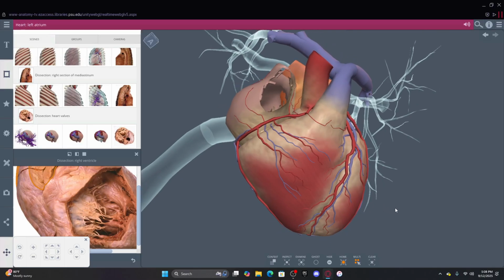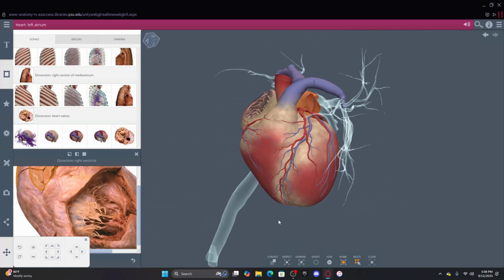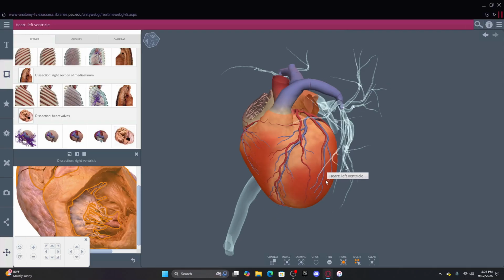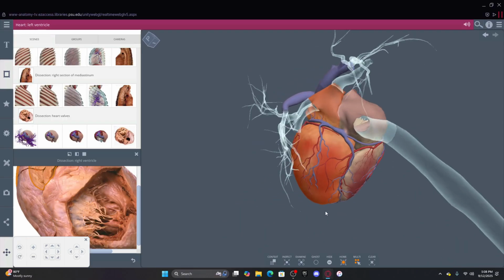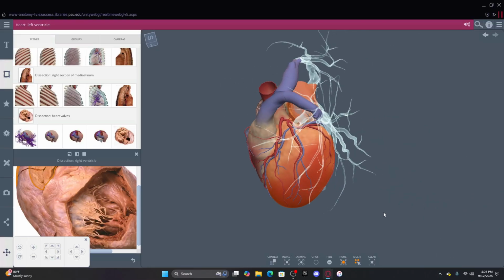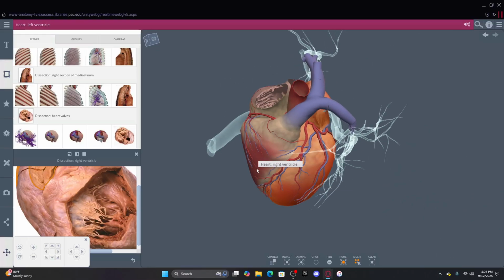Okay, so we went over that. Now we're going to go over the right and the left ventricle. So the right ventricle is right here. The left ventricle, a lot bigger, is right there. The left ventricle is a lot bigger because it pumps blood to the rest of the body, otherwise known as systemic circulation, whereas the right ventricle only pumps blood to the lungs to become oxygenated, otherwise known as pulmonary circulation.